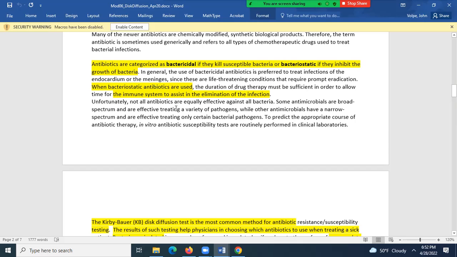All right, when a bacteriostatic antibiotic is used, we're relying on the host immune system to assist in the elimination of the infection. So although the bacteriostatic may not kill the bacteria, it stops them from growing, and then the host immune system eliminates the infection.